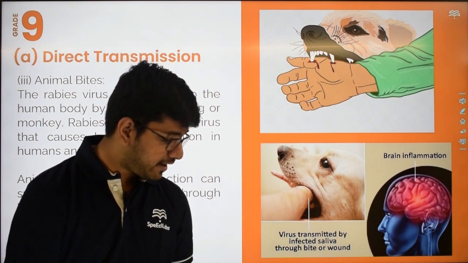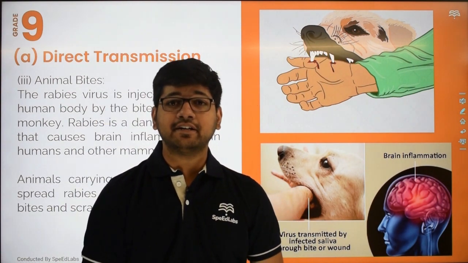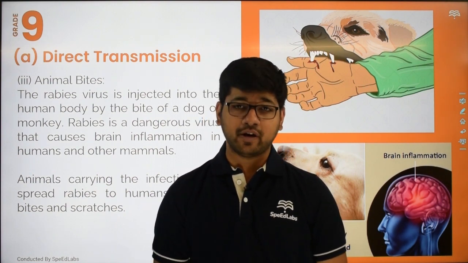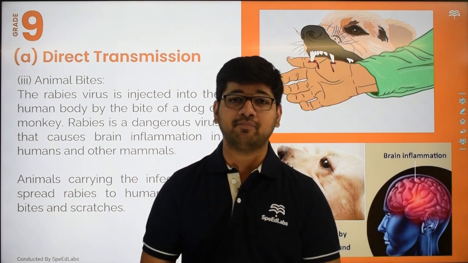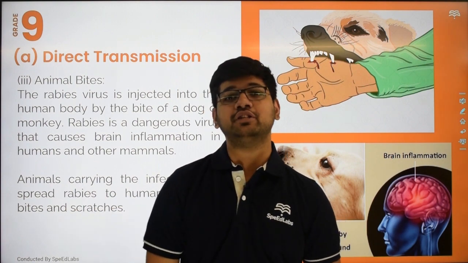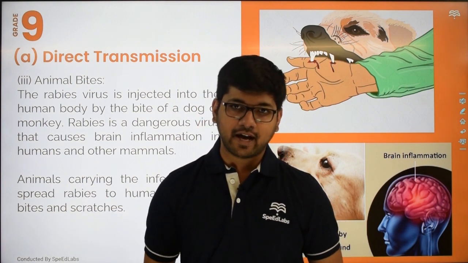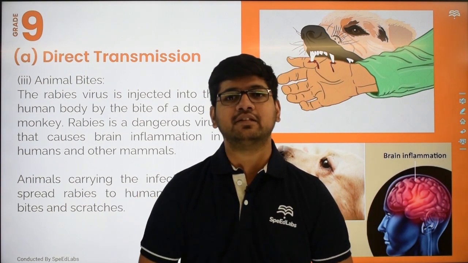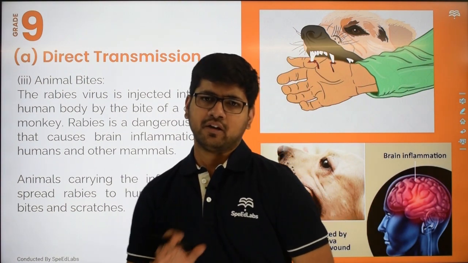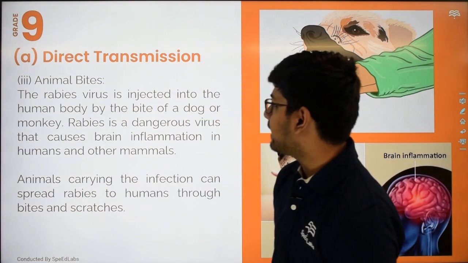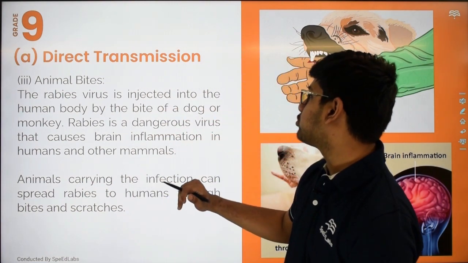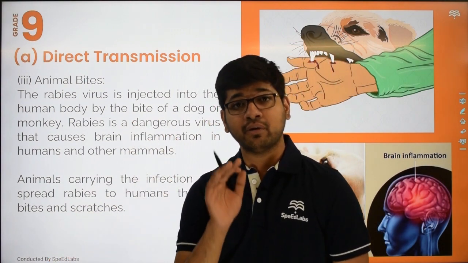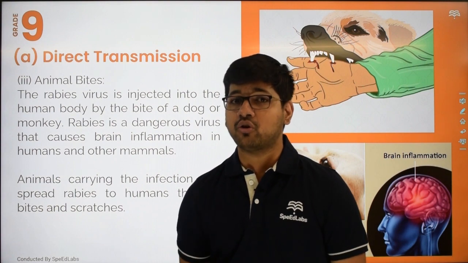You may have known that in the earlier days, when your parents were children, when a rabid dog or a wild dog bit someone, they used to get 14 injection shots. That was to eliminate this rabies causing organism. Nowadays it is 5. So the rabies virus is injected into the human body with the bite of a dog or a monkey. Remember, if a monkey bites, that may also cause rabies.